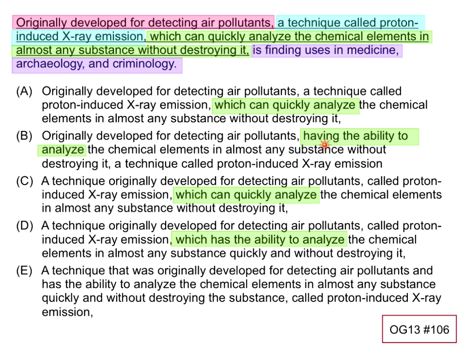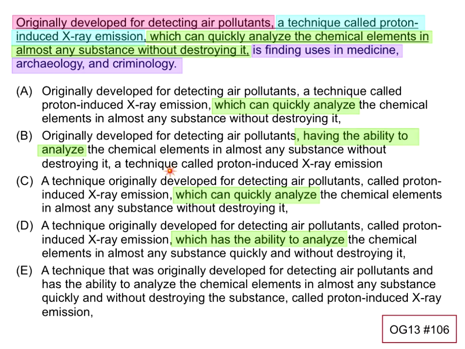So they've changed the form of the modifier, but a comma -ing, I'm going to actually extend our little highlighter here to include that comma. Still a modifier, so it still has to follow modifier rules generally of having to refer to something in the sentence, and it's got to make sense and all of that. All right. So originally developed for detecting air pollutants, comma, having the ability to analyze. What's the having the ability to analyze referring to? Logically, I agree it should refer to technique.